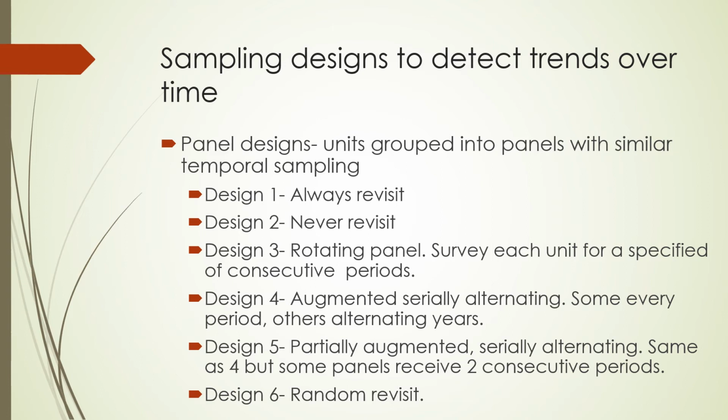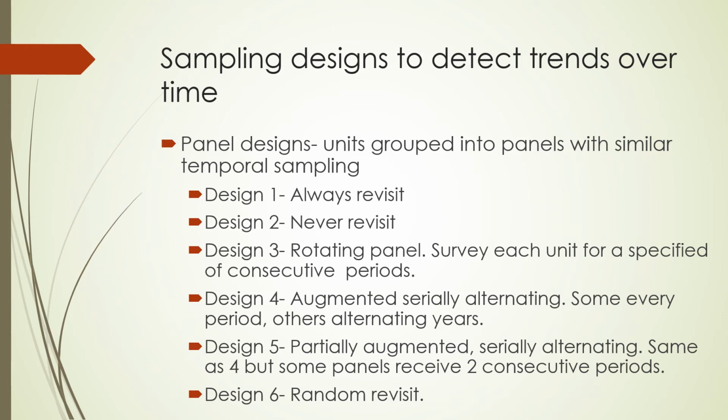Design 3 is what we call a rotating panel, where you survey each panel for a specified number of consecutive periods, and then you choose another group of survey locations and you go out and survey those for a number of years. And again, this is giving you that more complete coverage of your study area, but of course you lose the long-term dynamics of what's happening at each one of those sites. The last 3 I'll just go through quickly. They're not used as much.